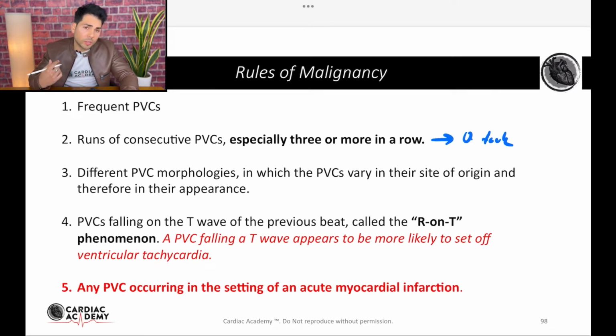Then, do the PVCs have different morphologies? Why different morphologies? Because if the morphology varies from one to another, it means that they have different localizations in the ventricle. They're coming from different places. Then a PVC falling on a T wave, that's super dangerous. It can actually cause the rhythm to convert to either V-tach or V-fib. So a PVC falling on a T wave is very dangerous. That's one of the rules of malignancy. And finally, any PVC occurring after an MI is very dangerous.